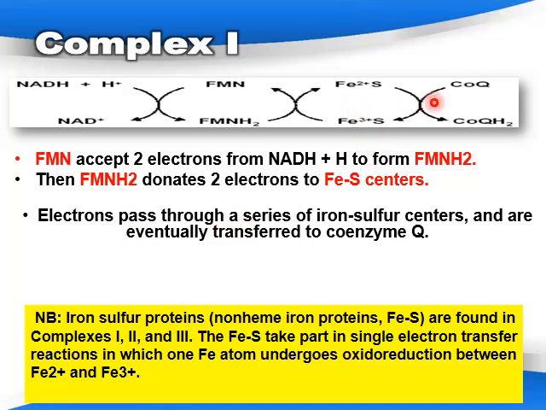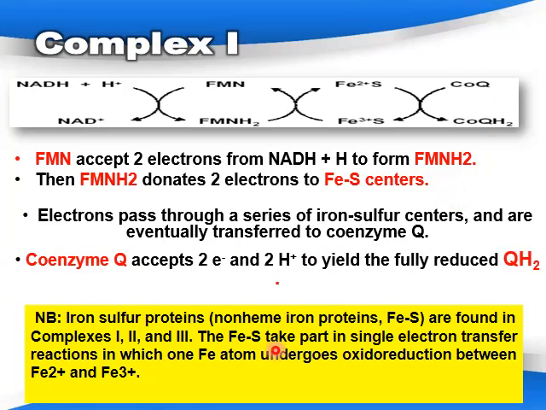Electrons pass through a series of iron sulfur centers to the final acceptor, CoQ, which is reduced into CoQH2 by hydrogen. What do we mean by hydrogen? As we said in the first lectures, two hydrogens mean 2 electrons and 2 protons. What is an iron sulfur protein? It is a non-heme iron protein, meaning a protein containing iron not in the protoporphyrin ring present in heme. Iron sulfur proteins are also present in complexes 2 and 3.